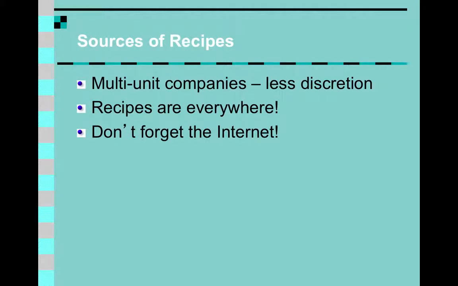Where do we find our recipes? Multi-unit companies have less discretion in the use at local levels. They have, say, McDonald's or Olive Garden. They have standard recipes that every branch serves. But if you have a smaller restaurant, recipes are everywhere.